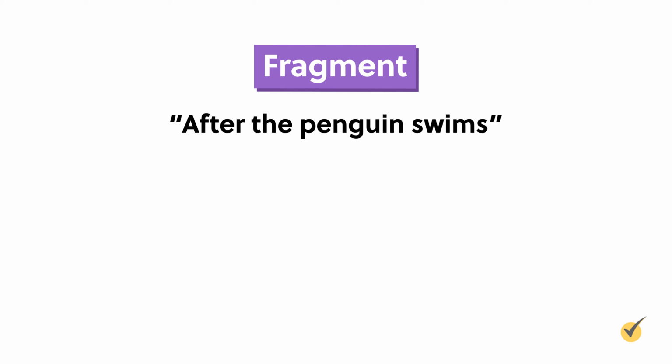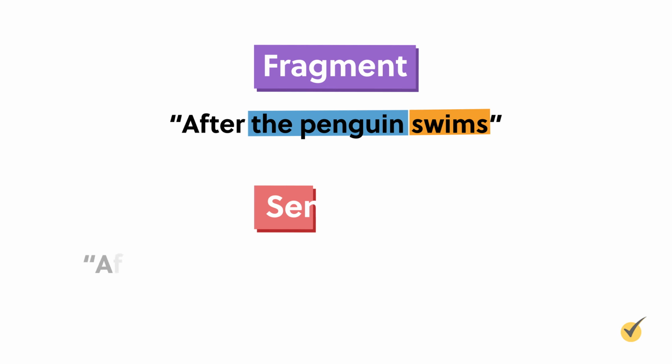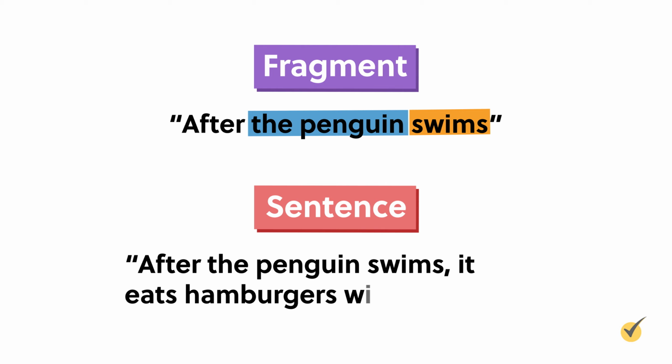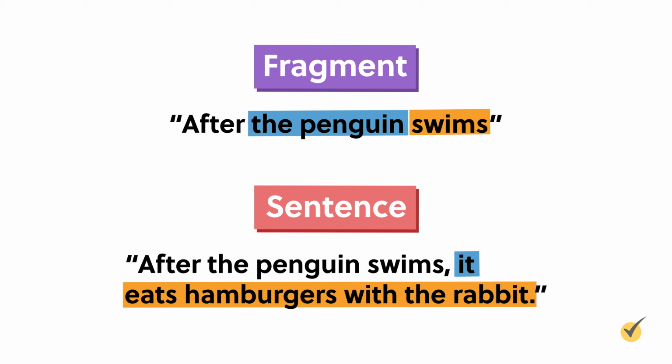Since we have our subject, the penguin, and predicate, swims, this tells us that we need to add an independent clause to complete the sentence. Let's add the independent clause, it eats hamburgers with the rabbit. After the penguin swims, it eats hamburgers with the rabbit. Now we have a subject, a predicate, and an answer to our previous question of what happens after the penguin swims.